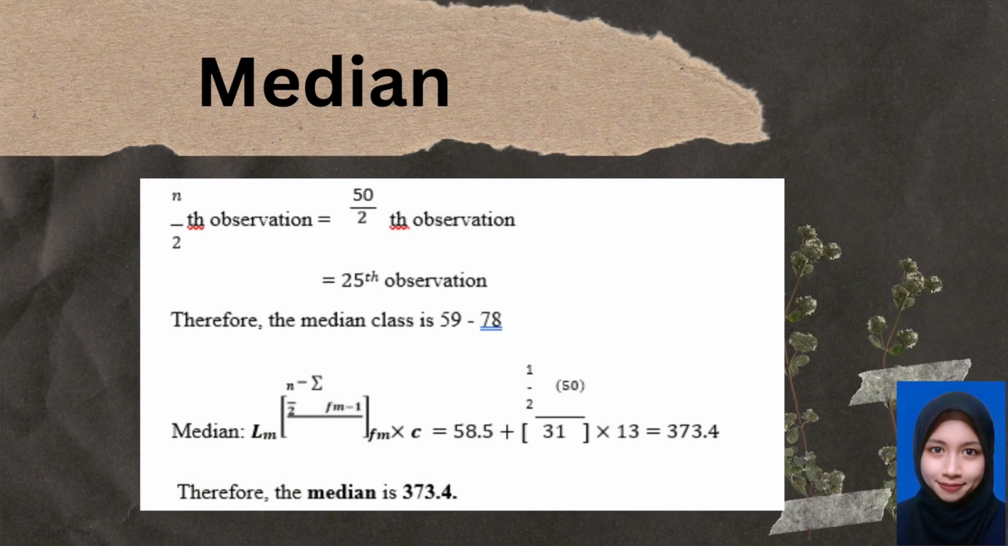Okay, for the median, the median class we got is 59 to 78, and after completing the calculation using this formula, we get the median is 373.4.